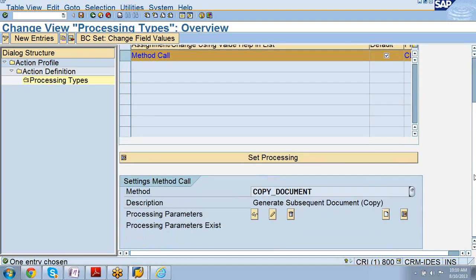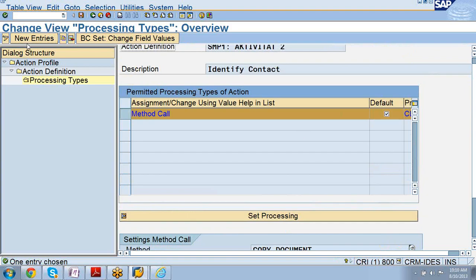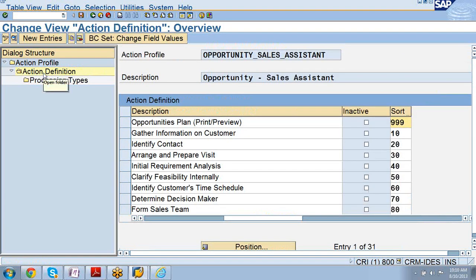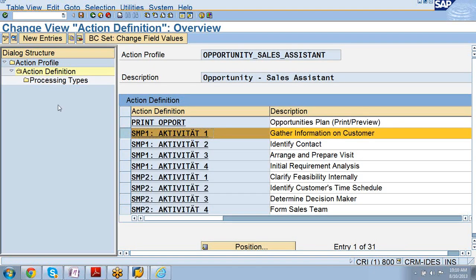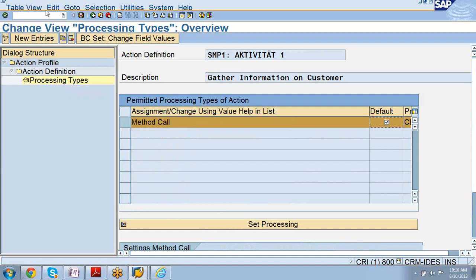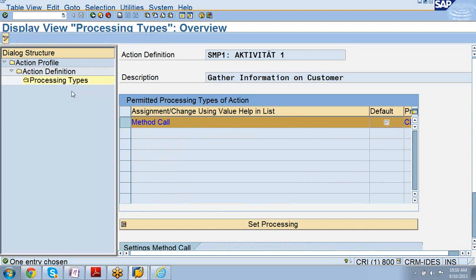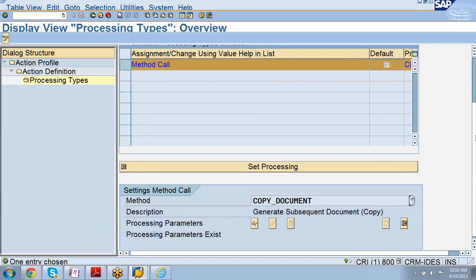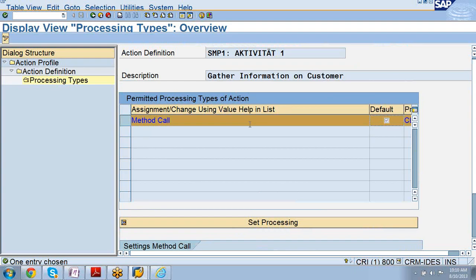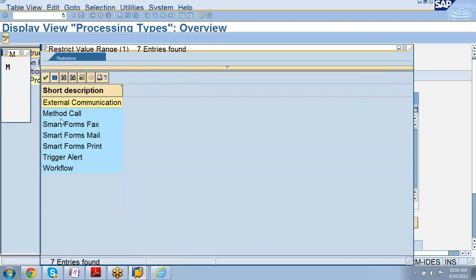So this is one of the methods in which it provides the processing. That's called method call. There are other methods. So what are the other methods? Vandana. This is method call. There are other two options, right? Processing types. Method call, smart forms, workflow, and mail. Smart forms, mail and fax are the same; mail, fax, printer only differ by document. But smart forms, method, workflow, triggering alert is anyway not called a method call.